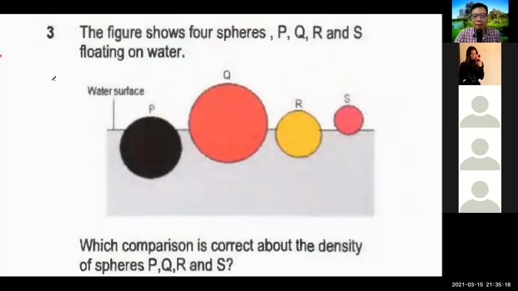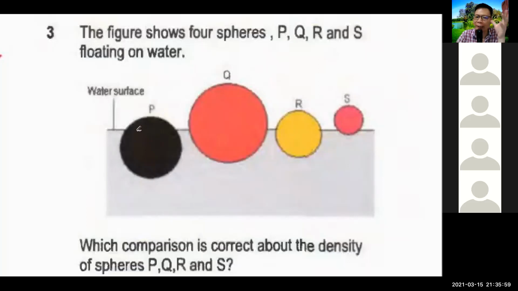So what answer here? This one is asking the density of the sphere, not the density of the water. The water is the same. They are asking which ball's density is higher. Okay, which one is the answer? Yao Siqi, which one is the answer? A. Yes, the answer A. This one sinks very deep.